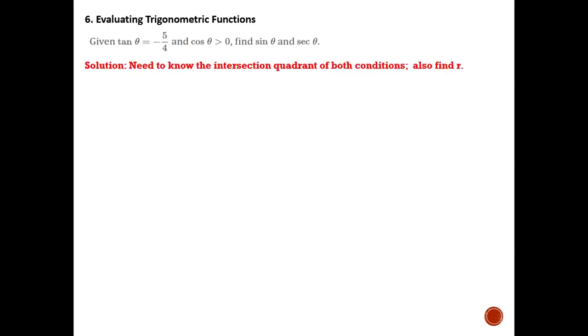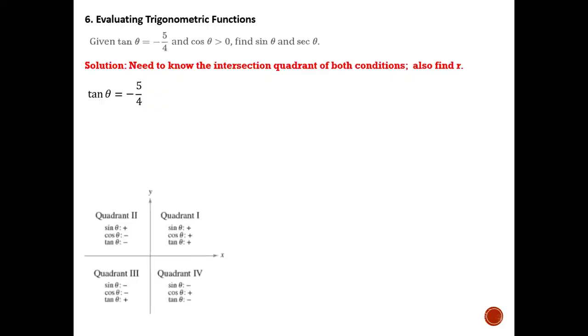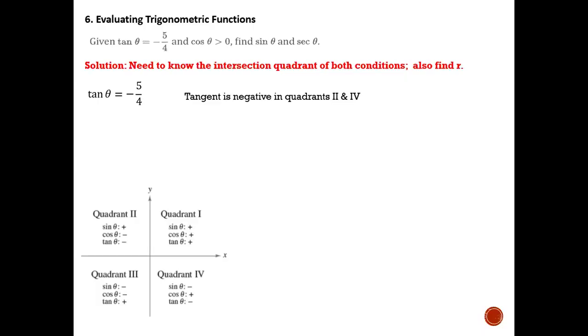So first, that's what we need to know. We need to know the quadrants and the conditions to find r. So again, tangent of theta, as I specified, is negative 5/4. And what we want to find is what quadrant the answer that they want us to solve for is in. So here, do you see that tangent is negative? So it's going to be in quadrants 2 and 4. But the answers that they want for cosine has to be greater than 0.